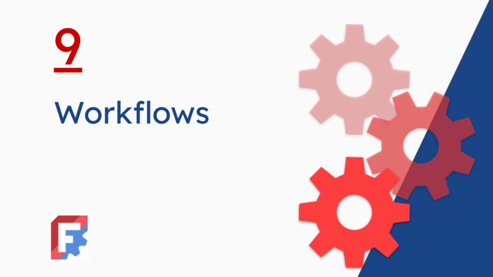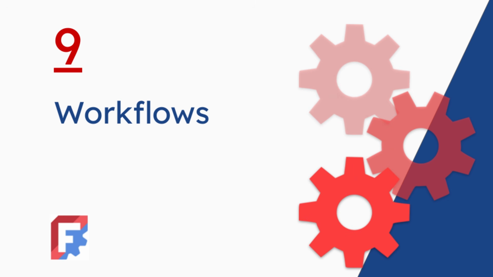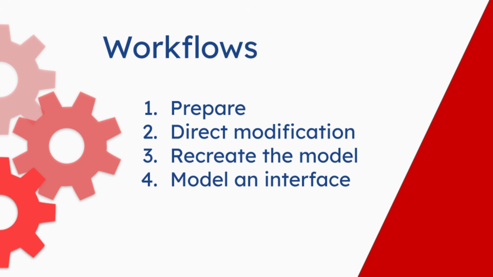All of the workflows use the same mesh model, which has been provided as a free download so you can follow along. The download link can be found in the description of this video. We'll begin by preparing the mesh and correcting its transformation point, which is deliberately placed off-center in the original model. This is a common issue you'll come across when working with mesh files. Once that's done, we'll use the derived solid in several different workflows.